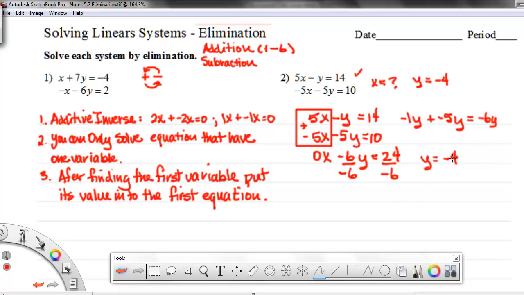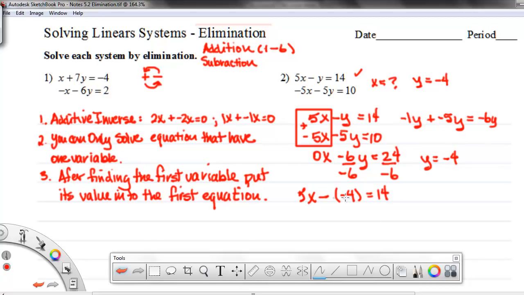I found that y equals a negative 4. I'm going to take my first equation. I have 5x minus, and I'm going to put a negative 4 in for y, because that's what y is, equals 14.